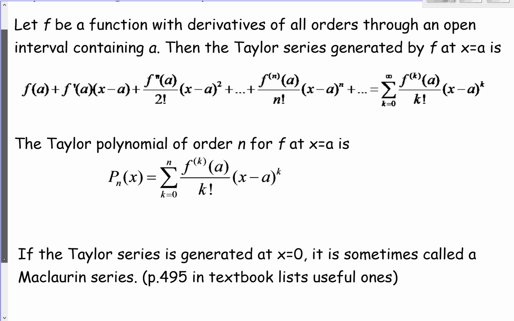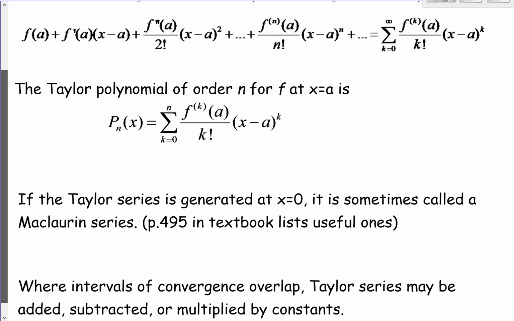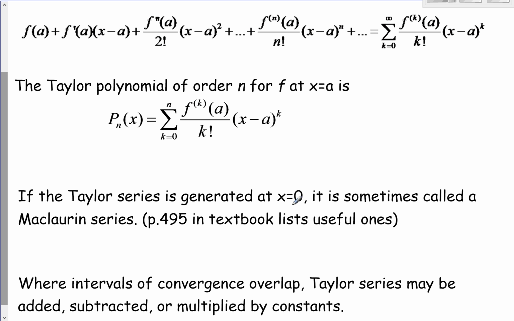A special type of Taylor series is if we center it at 0, which is a very common type of Taylor series. It gets a special name. It's sometimes called a Maclaurin series. If it's centered at 0, it's called Taylor or Maclaurin. Centered anywhere else, we just call it Taylor. Just for reference, page 495 in your textbook has a list of very common Maclaurin series.